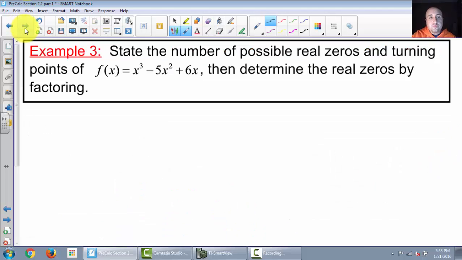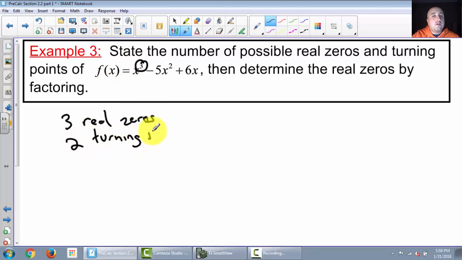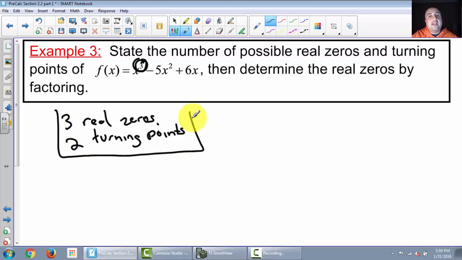All right. So it says state the number of possible real zeros and turning points of x cubed minus 5x squared plus 6x. Okay, so it is a degree 3, so it can have 3 real zeros. And it can have 2 turning points because it has a degree 3. So 3 minus 1 is 2. Now that's what it can have. It doesn't necessarily have to have that, but it could.